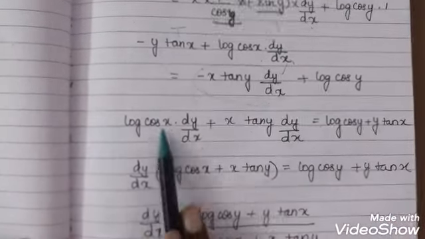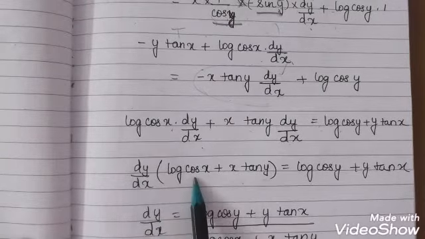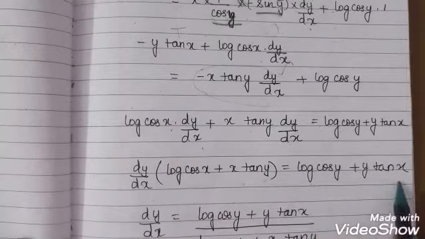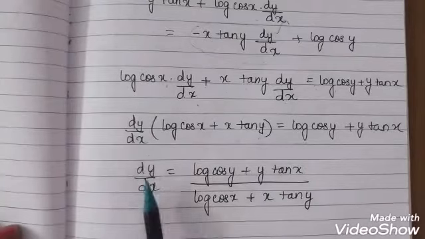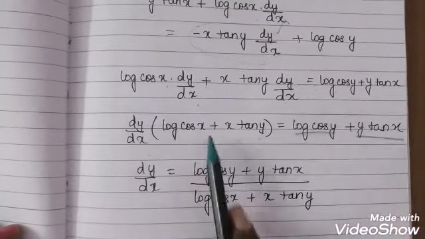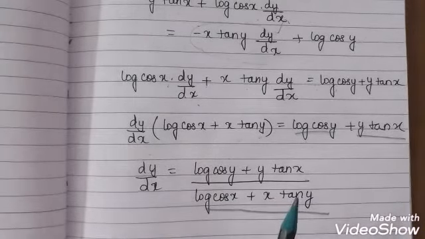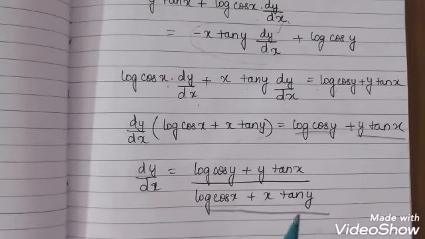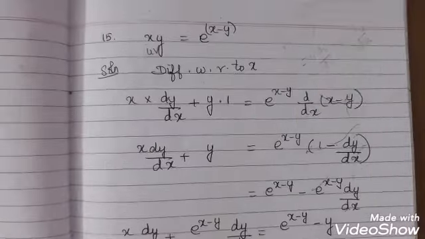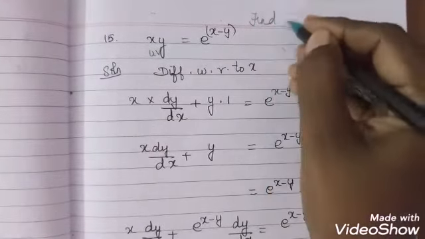Got it? So here you will take dy by dx common. Log cos x plus x tan y equal to log of cos y plus y tan x. This is what you get here. So what is your dy by dx equal to? Log of cos y plus y tan x divided by log of cos x plus x tan y. Got it? So here this is your dy by dx for this function, cos x the whole power y equal to cos y the whole power x. The 15th question, again I'll have to find out what is dy by dx in this case.